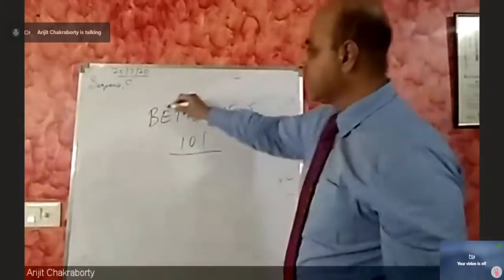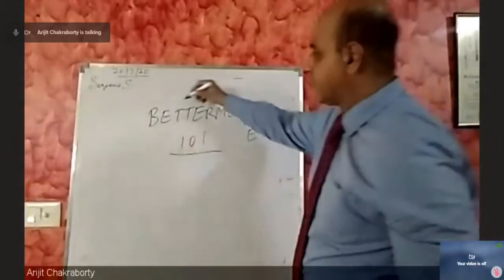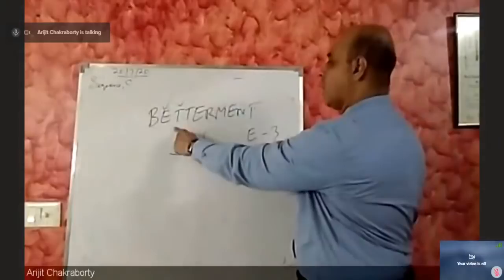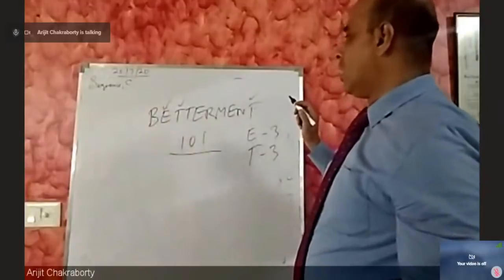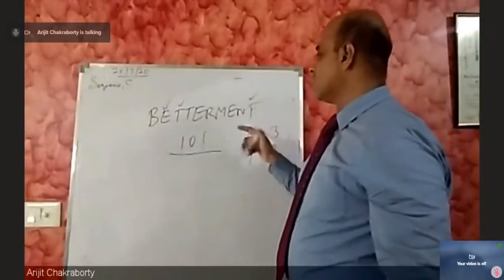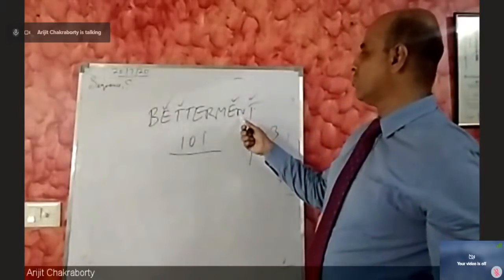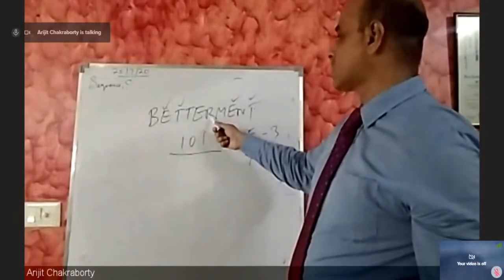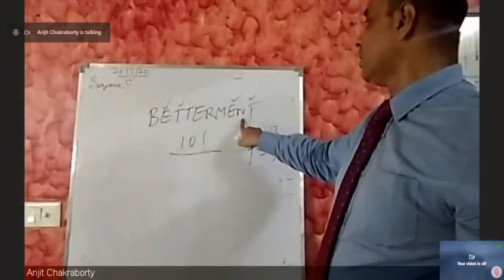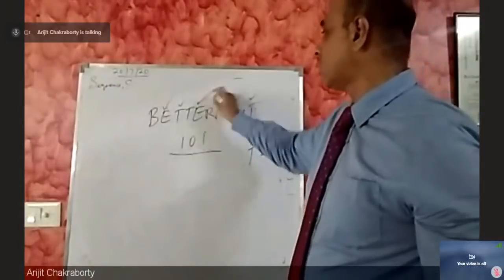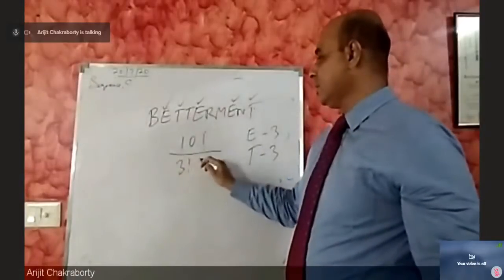But let's see. E is coming here how many times? 1, 2, 3. Fine, 3. E is done. T is coming how many times? 1, 2, 3. T is coming 3 times. Betterment. Any other letter, just check. N is coming once, M is coming once, R is coming once. So we have N, M, R and B. Fine. So this will be a case of 3 and 3 factorial.